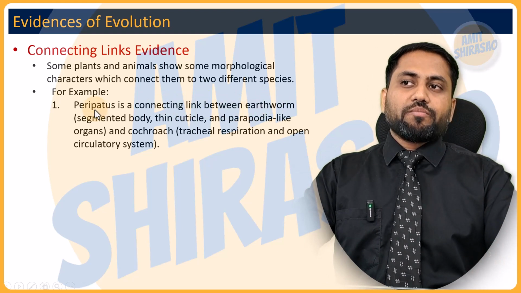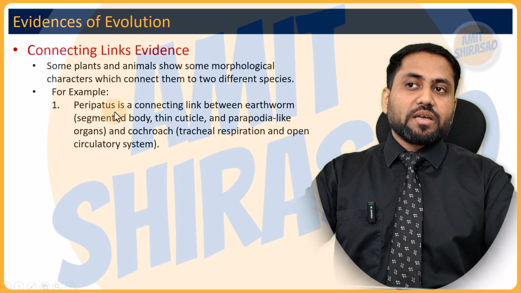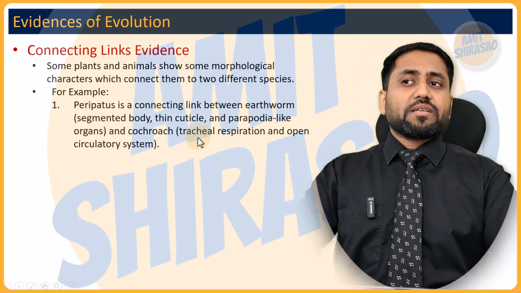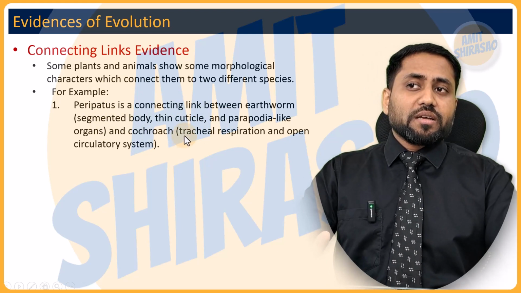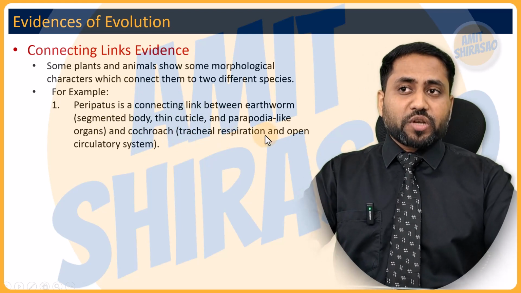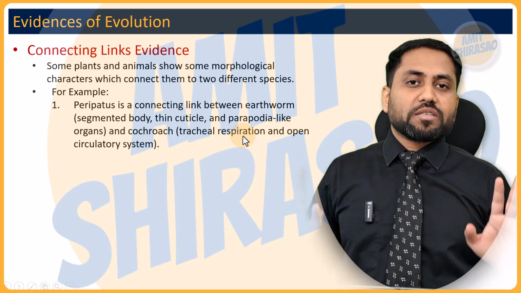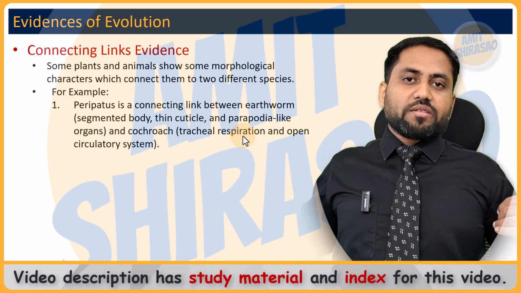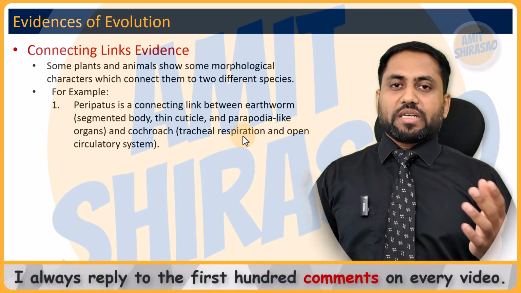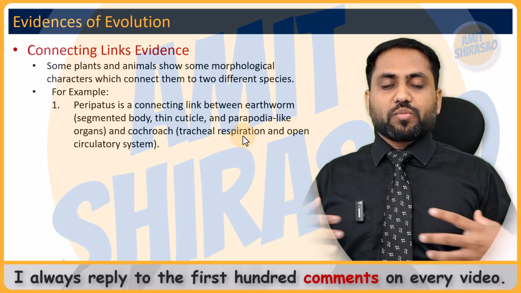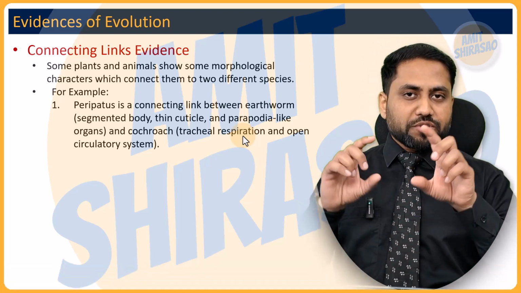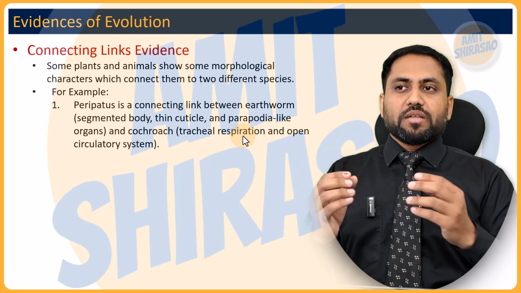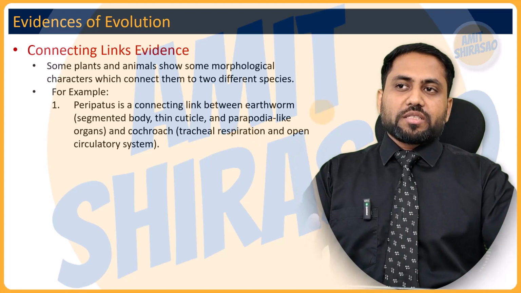So just like an earthworm, peripatus has all these characteristics. But peripatus also has certain characteristics like a cockroach, like tracheal respiration. Tracheal respiration means cockroaches don't have lungs. They breathe the air within the body and exhale it, and that means the entire trachea is responsible for respiration. They don't have a specific organ. Okay, the trachea can also be considered an organ for respiration, but they don't have lungs, in short. So that is tracheal respiration.